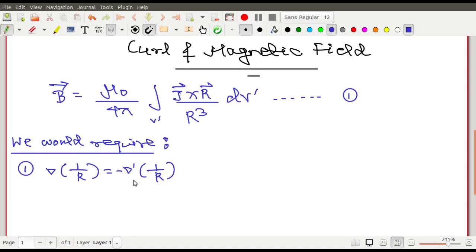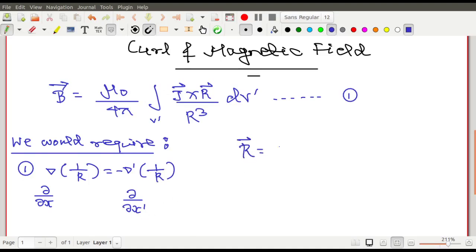If I haven't done it, then you have to do it yourself. The only difference between this grad 1 by r and grad dash 1 by r is that when you take this one, it should be del del x, del del y, del del z, and on the right side this should be del del x dash, del del y dash. This is the difference.